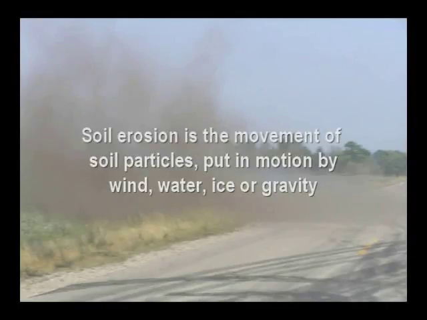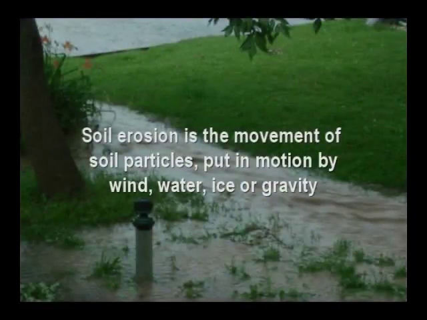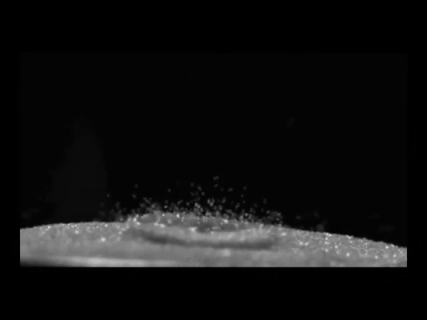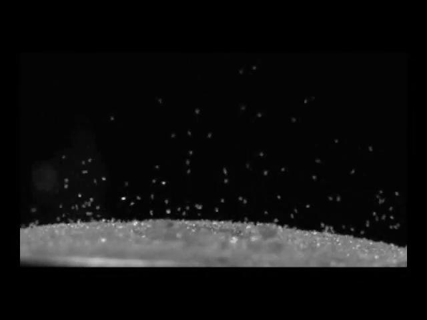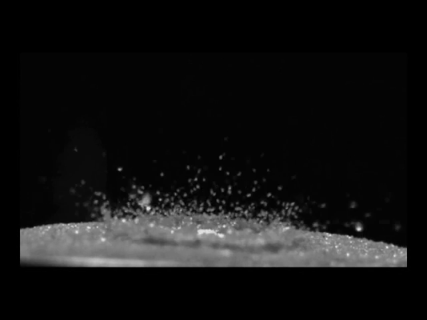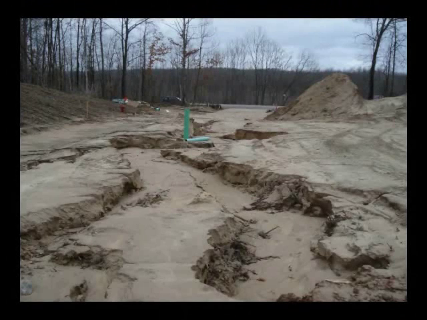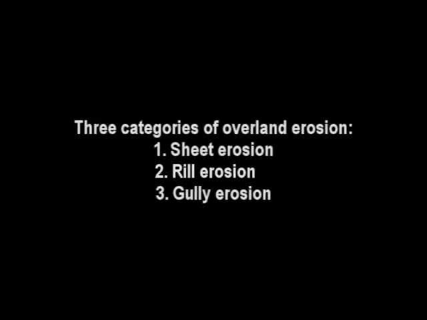Soil erosion is the movement of soil particles put in motion by wind, water, ice, or gravity. This is a video sequence of rain splash. It depicts the impact that a single raindrop has on dry sand. Moving water may cause shoreline, stream channel, or overland erosion. Overland erosion can be further subdivided into 3 categories.